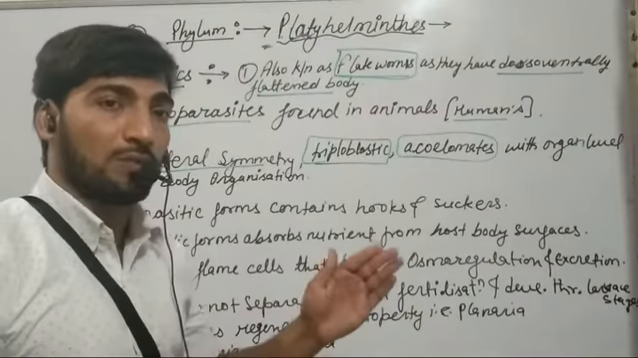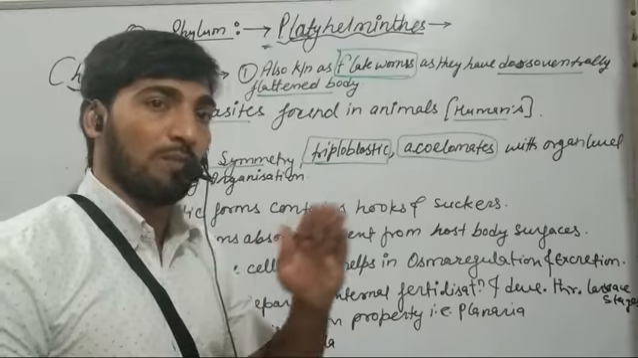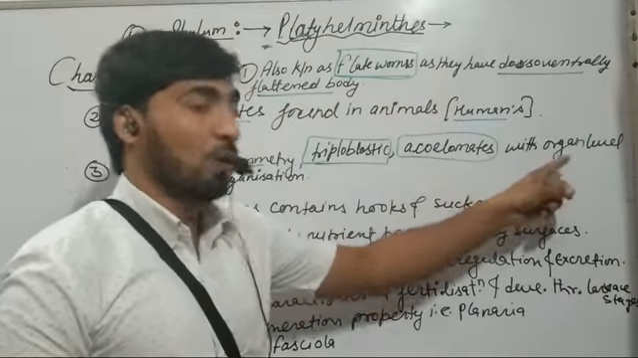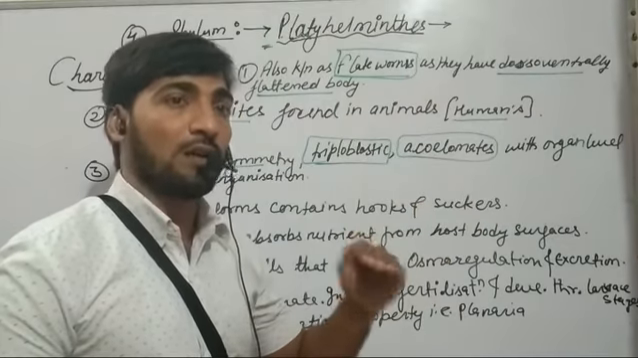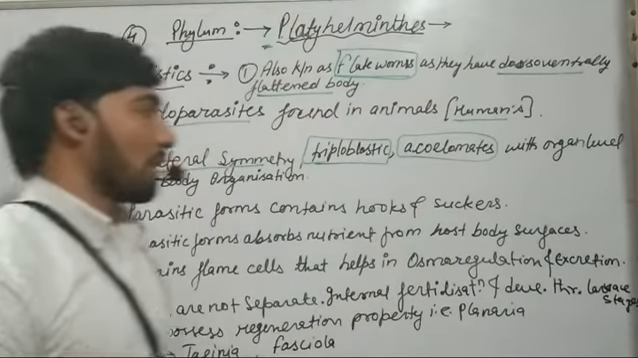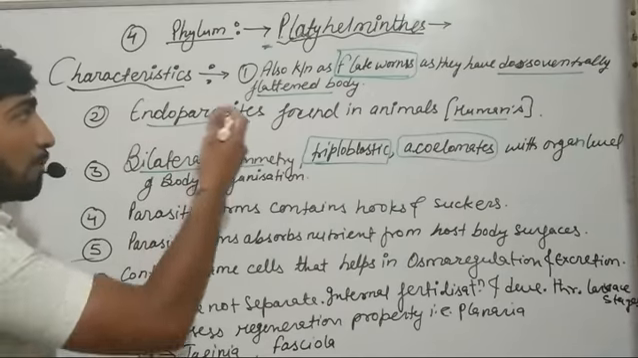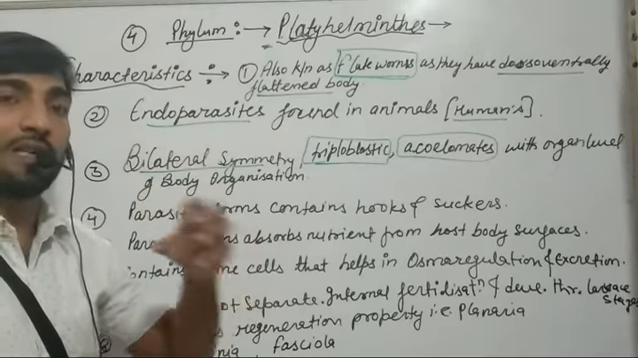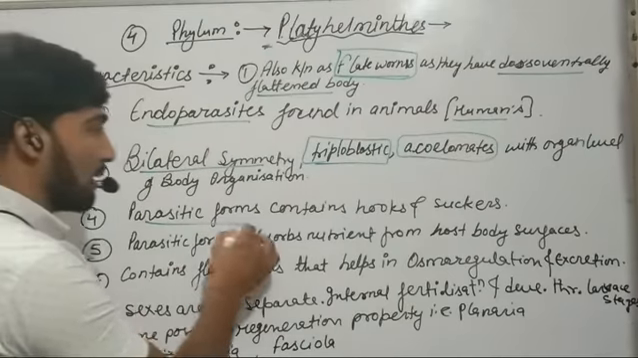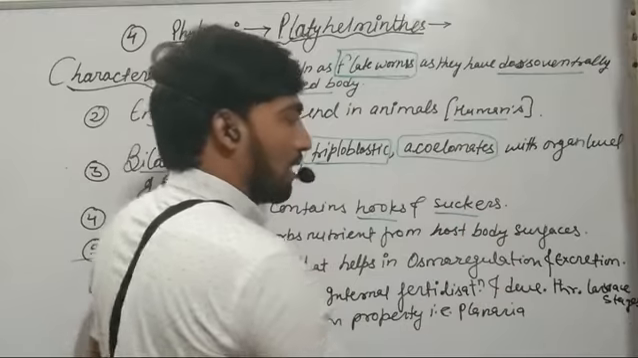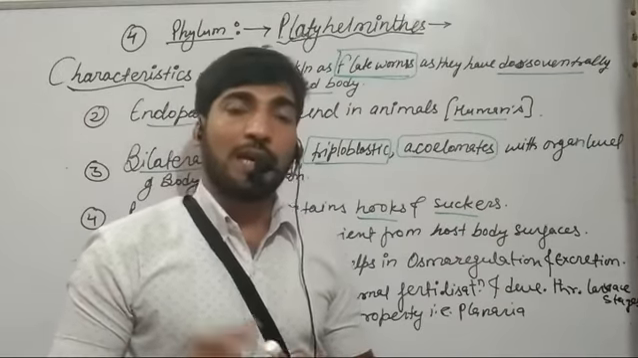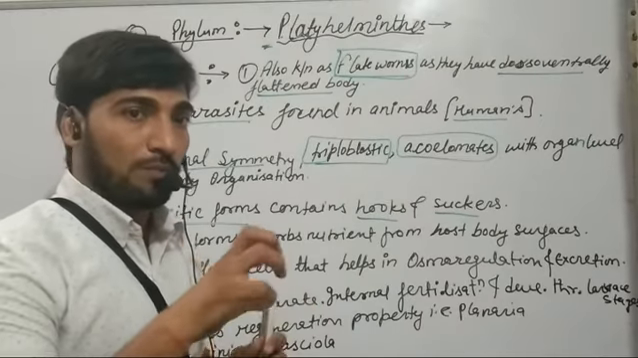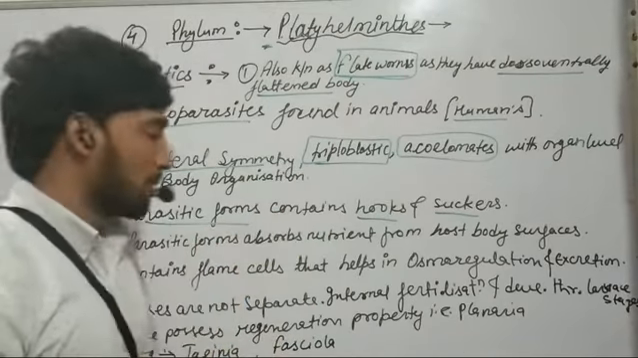So they have a little more complex body organization than earlier phyla. In the earlier phyla we have studied, the organisms have a tissue level of body organization, but Platyhelminthes have the organ level of body organization, which is a more complex body organization. The parasitic forms of these Platyhelminthes contain suckers and hooks, and these hooks and suckers help them in holding their host to themselves.